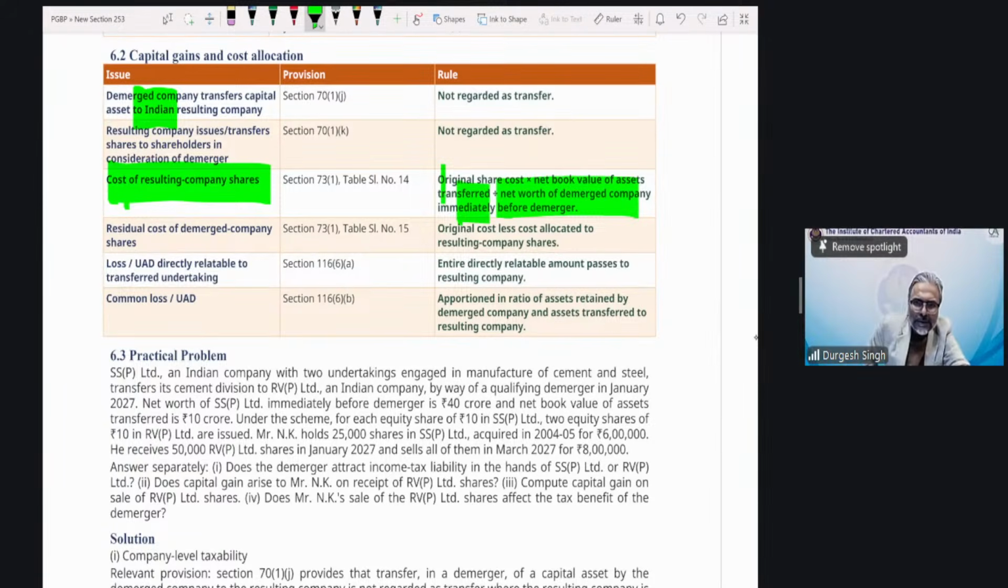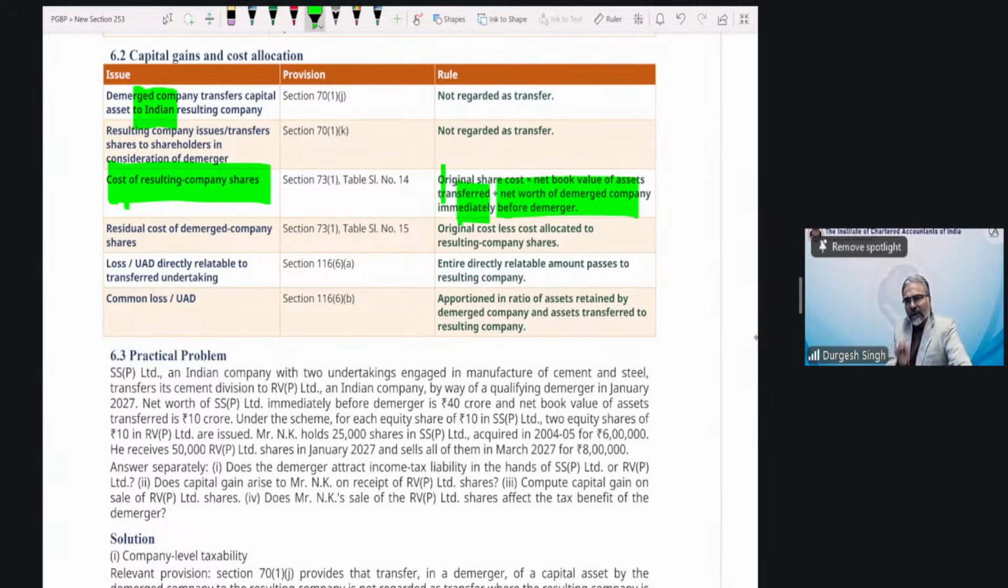And what are those two types? One is the net asset approach, wherein the assets minus the outside liability will give you the net worth. And another is the capital approach, the share capital and the reserves. That also results in net worth. So here, students, it is the capital approach that you have to take.